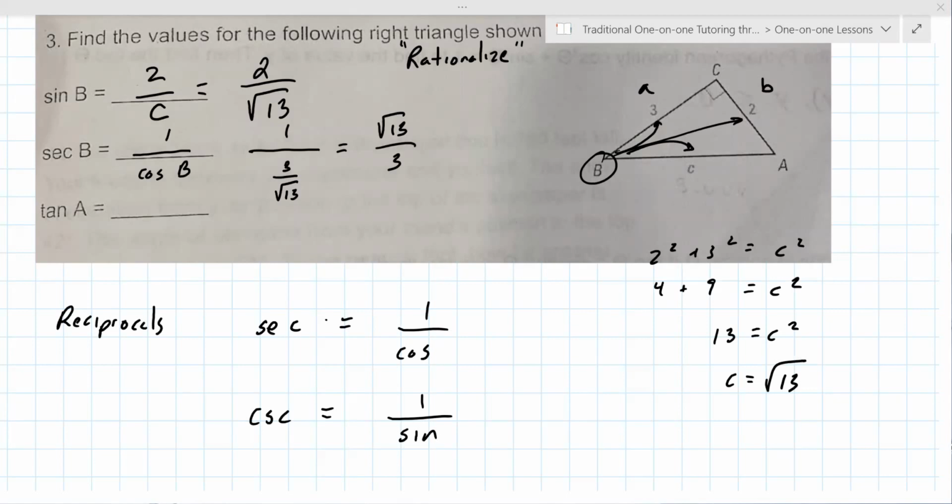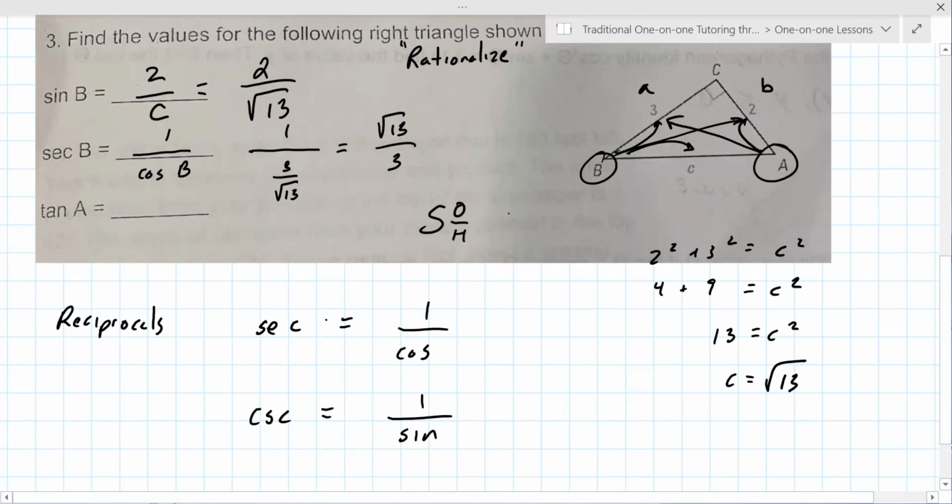Okay, so for the next one, tangent of A, do you want to try that one on your own here? Yeah. Here's A. Would it be 3/2? Yes.